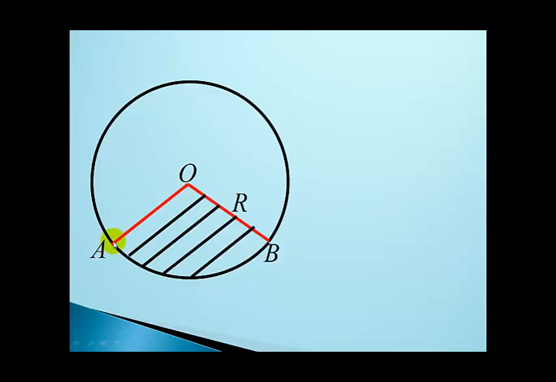Now we have a sector OAB. OB is equal to R, that is the radius of the circle. The shaded portion is the minor sector. Take note that we have two sectors, in this case the minor sector and the major sector. So the shaded portion is the minor sector and the unshaded portion is the major sector.